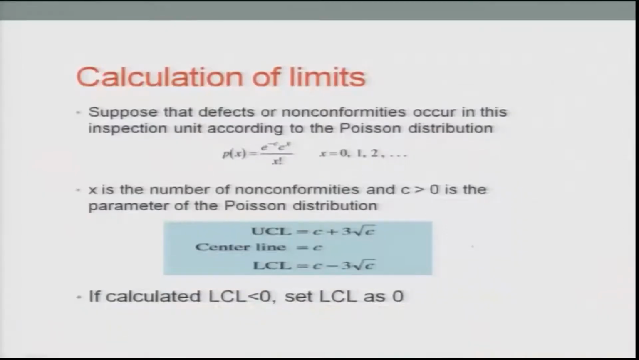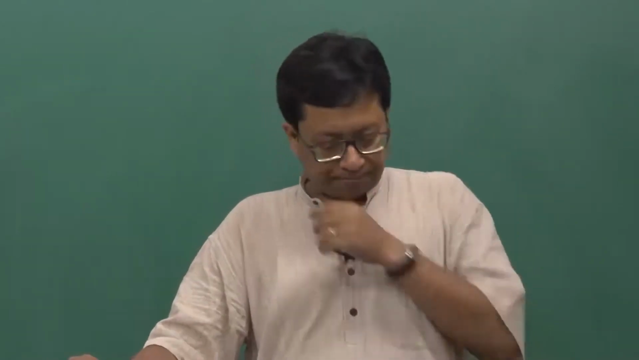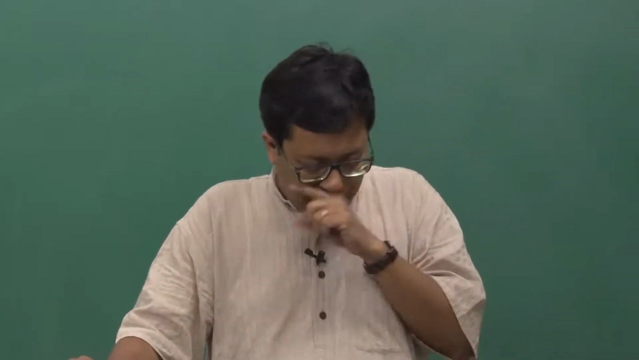Suppose the defects or non-conformities occur in this inspection unit following the Poisson distribution, where the probability p of x is given as e to the power minus c, or lambda, whatever the parameter is, times c to the power x, divided by x factorial, and the x values can be 0, 1, 2, 3, 4, and so on. Now, if I want to find the number of non-conformities, considering that c is greater than 0, there would be a central line, an upper control line, and a lower control line. For the Poisson distribution, one should know the mean and the variance, and based on that we do the calculation.